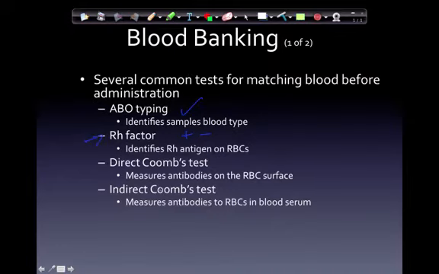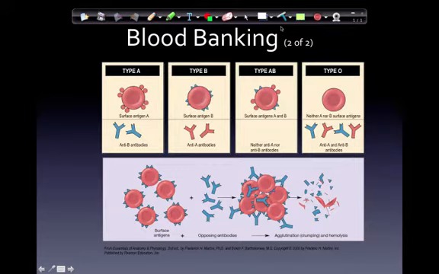A direct Coombs test measures the antibodies on the red blood cell's surface. So we do not want to have an antigen-antibody reaction. And an indirect Coombs test measures the antibodies to the red blood cell in the blood serum. So in the serum itself, not the formed elements, does this person already have antibodies present that will attack the other person's blood? So good things to know before giving someone a blood sample that's not theirs.